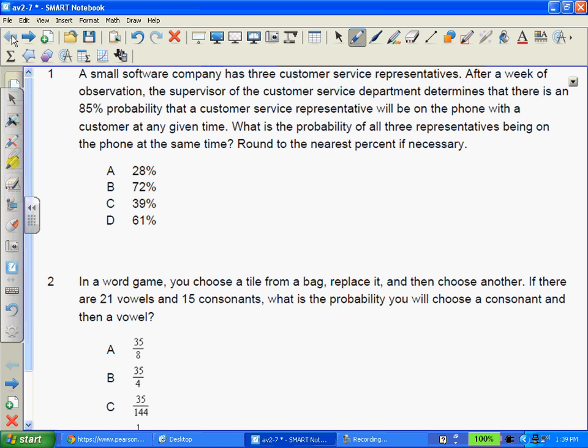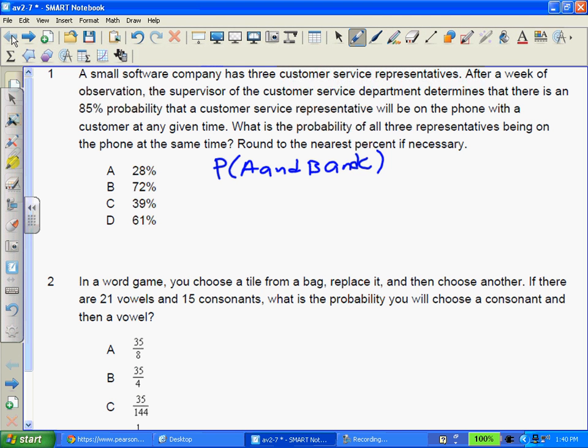After a week of observation, the supervisor of the customer service department determines that there is an 85% probability that a customer service representative will be on the phone with a customer at any given time. What is the probability of all 3 representatives being on the phone at the same time? Well, that's the same as the probability of A and B and C, where A, B, and C are the probability of each representative being on the phone at any given time.